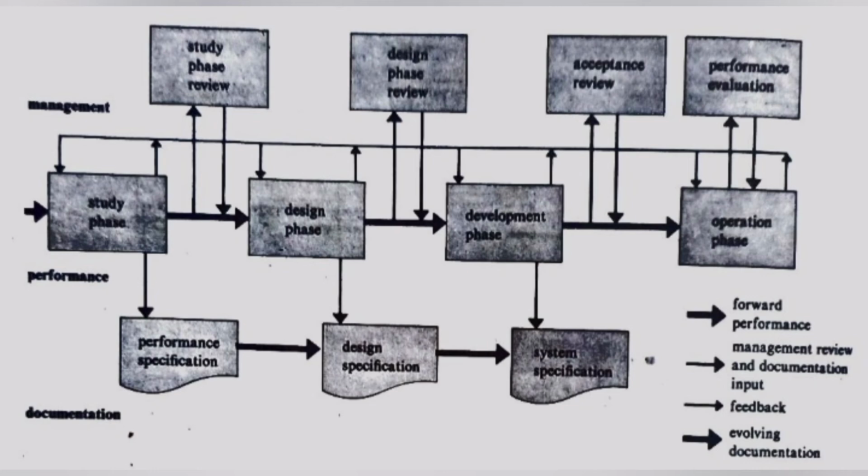Design specification is completed at the conclusion of the design phase and describes in the language of the programmer how to develop the system. It is a detailed build to specification. System specification is completed at the conclusion of the development phase and contains all of the critical documentation.